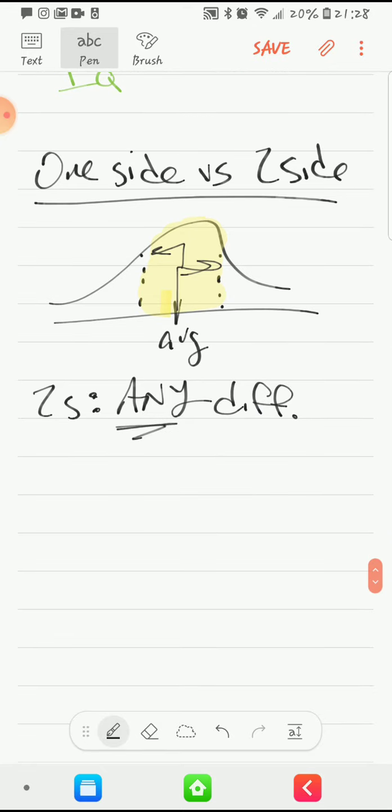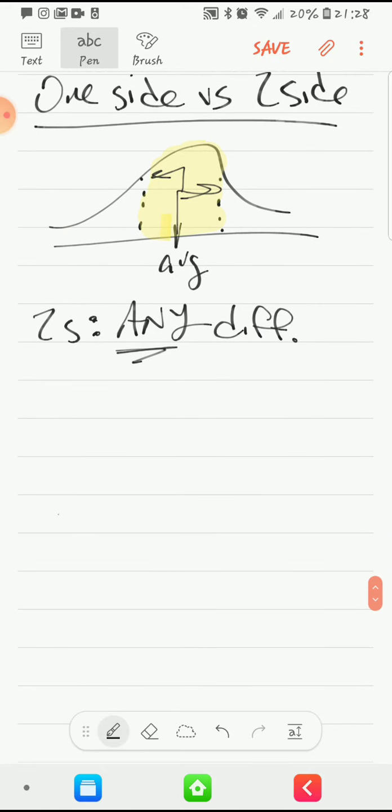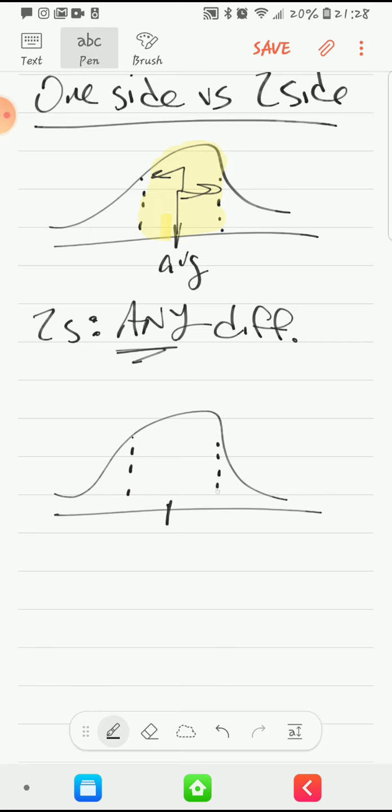Now, when you do the one-sided t-test, it adds an extra layer of detail to that. So I got this sloppy-looking bell curve, okay, and let's say our t-test pulls up a significance as such.